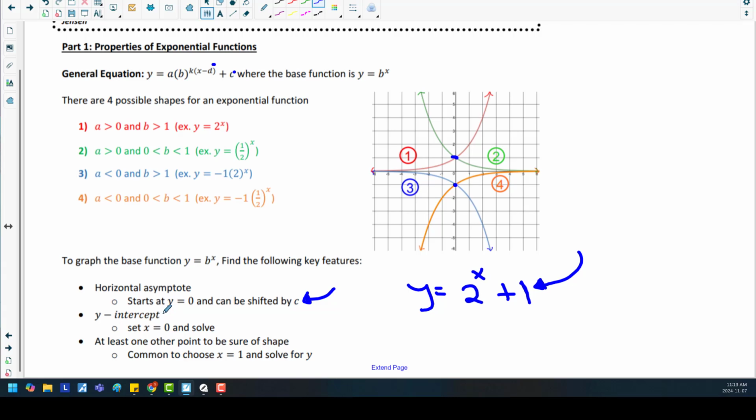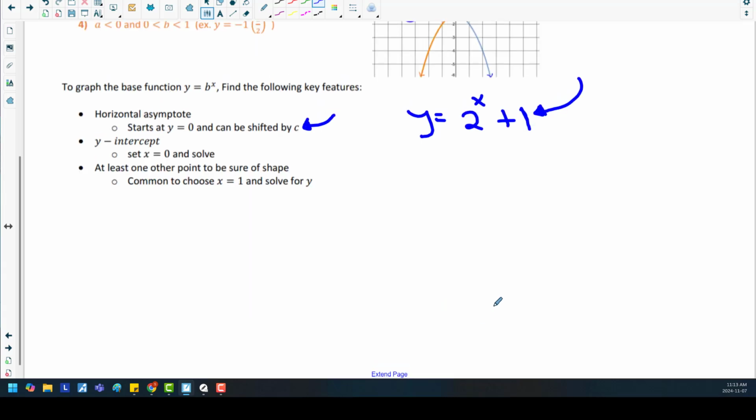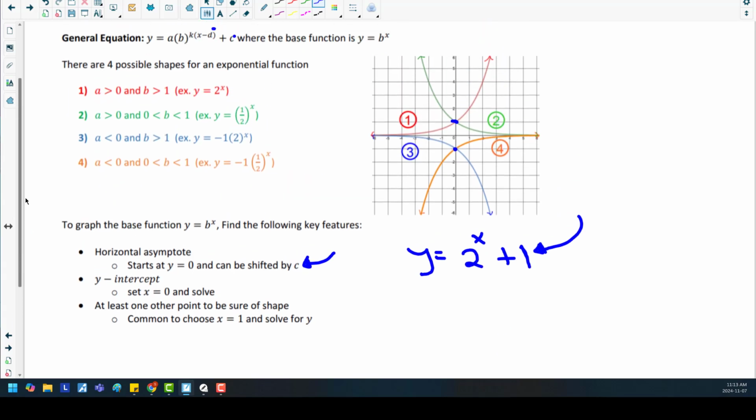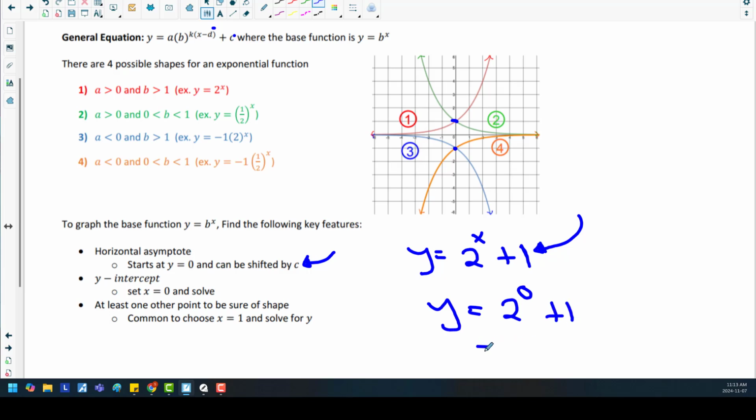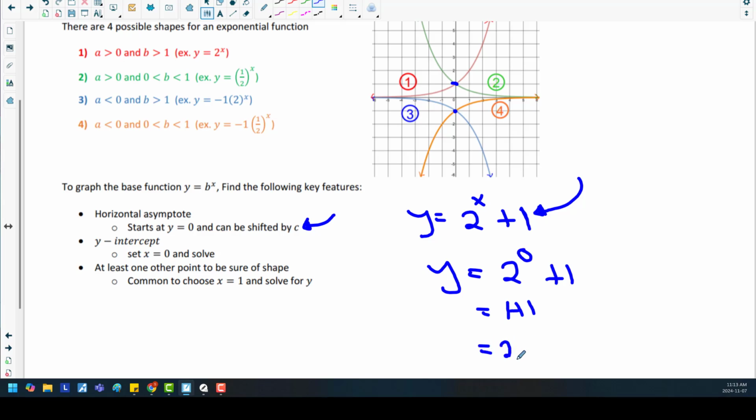For the y-intercept, the way to solve that is to set x equals 0 and then solve. So the y-intercept can change. Remember, when we're transforming functions, we are changing points. So don't expect the y-intercept to always be at 1, and don't expect the horizontal asymptote always to be at 0. In this example, y equals 2 to the x plus 1, if I set x to 0, then my y-intercept is going to be 1 plus 1, because anything to the power of 0 is 1, and that is 2. So my y-intercept is 2.